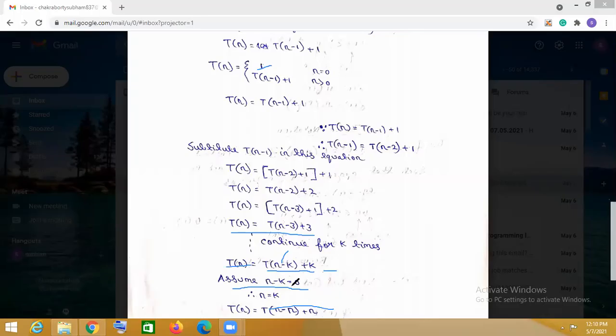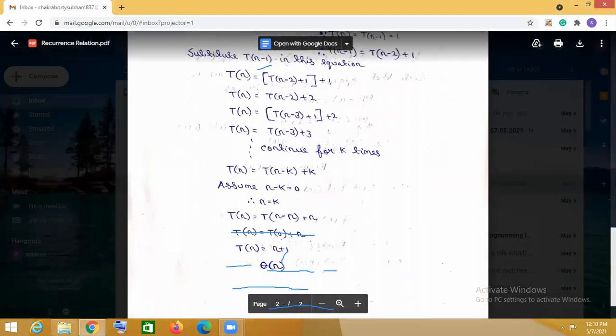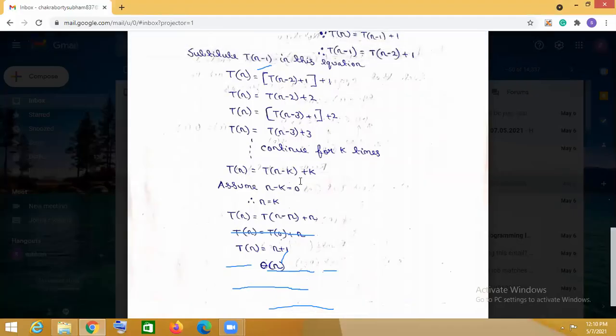So that's why we assume n minus k equal to 0. So n minus k equal to 0 means n equal to k, if we solve this. So after n equal to k, now we can say for k value it will be n. Because we get that k is equal to n, we substitute the value in the case of k.